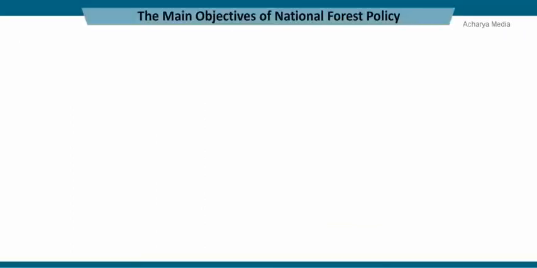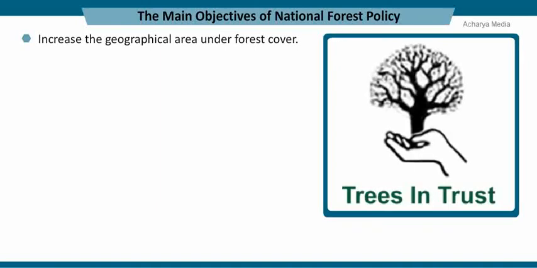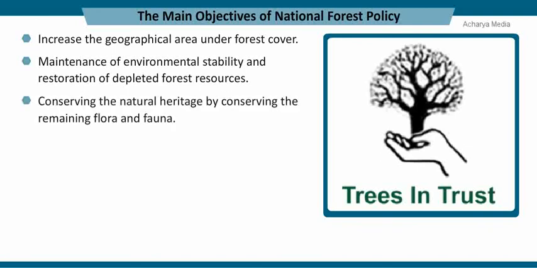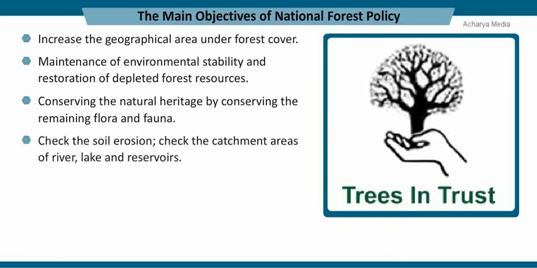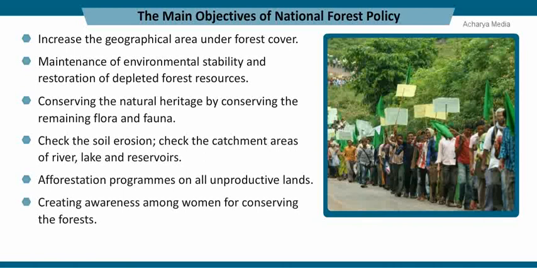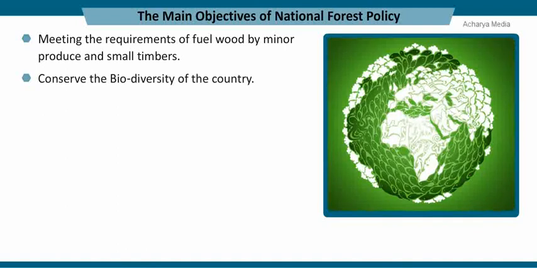The main objectives of the National Forest Policy: increase the geographical area under forest cover, maintenance of environmental stability and restoration of depleted forest resources, conserving the natural heritage by conserving the remaining flora and fauna, check the erosion, check the catchment areas of rivers, lakes and reservoirs, afforestation programs on all unproductive lands, creating awareness among women for conserving the forest, meeting the requirements of fuel wood by minor produce and small timbers, and conserve the biodiversity of the country.